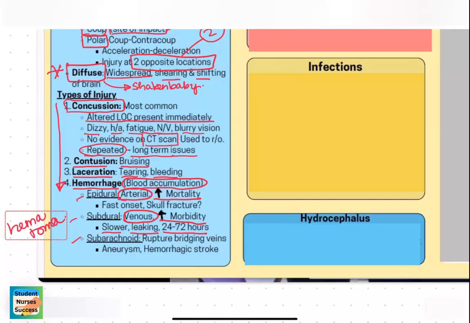A subarachnoid hematoma is a rupture of bridging veins that are deep inside the brain. We see these develop with aneurysms or a hemorrhagic stroke, where the patients maybe had high blood pressure and there's a rupture of these vessels deep in the brain. These are much more serious in nature, and cause more damage.